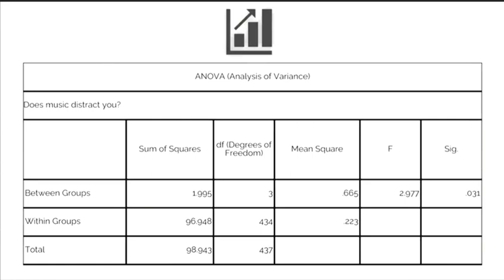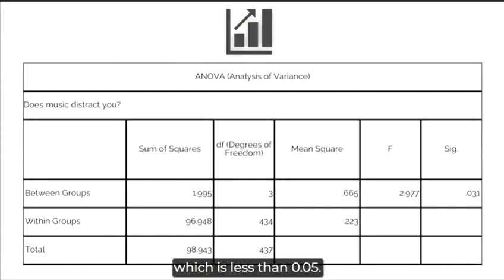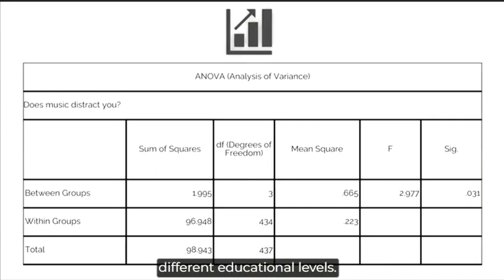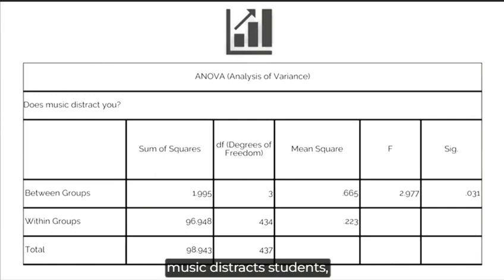The table shows that the significant F or p-value is 0.031, which is less than 0.05. So we reject the null hypothesis that music doesn't distract students of any education levels and accept the alternate hypothesis that music distracts students of different educational levels. Therefore, we were able to understand that music distracts students, diverting their attention, which affects their overall performance.